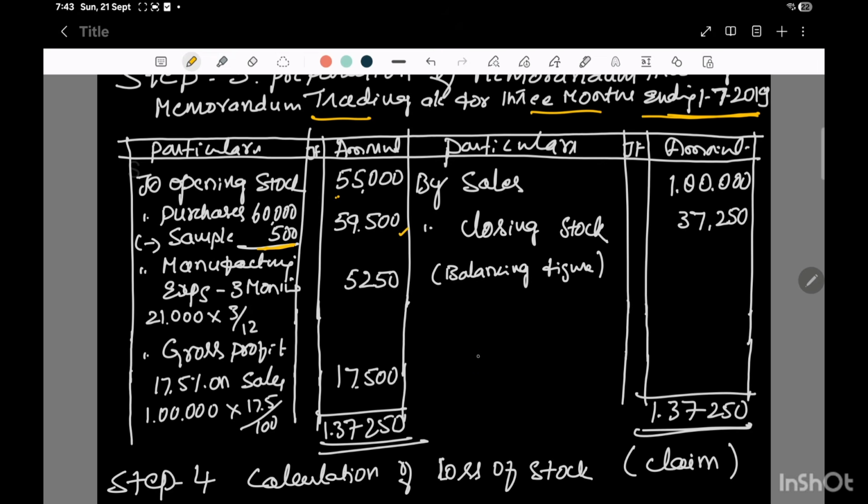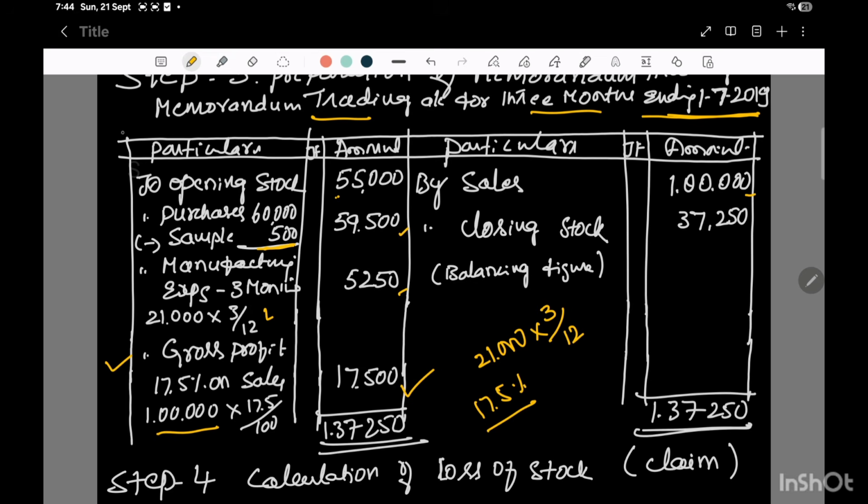Manufacturing expenses, actually they are given 21,000 for the previous year, and we are going to find it for only 3 months. This is the equation that we have applied, so that you will get 5,250 for 3 months. Sales as given in the problem, and this is the gross profit. We are going to record it here based on the percentage we have taken. 17.5% is the rate of gross profit on sales. Sales is 1 lakh, so 1 lakh into 17.5 divided by 100, that gives 17,500.